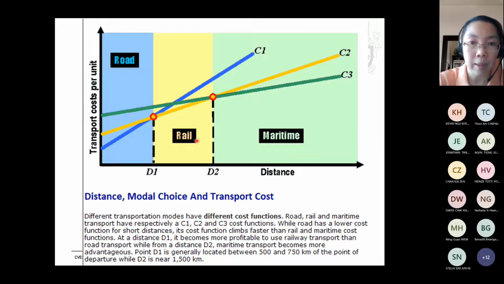Then we have the rail system. These are better for longer distances. But if you have very, very long distance, shipping may be a better option, depending on what you are sending. Of course, you can't be sending something that is going to expire via maritime or shipping, especially food, if it is going to get rotten very quickly.